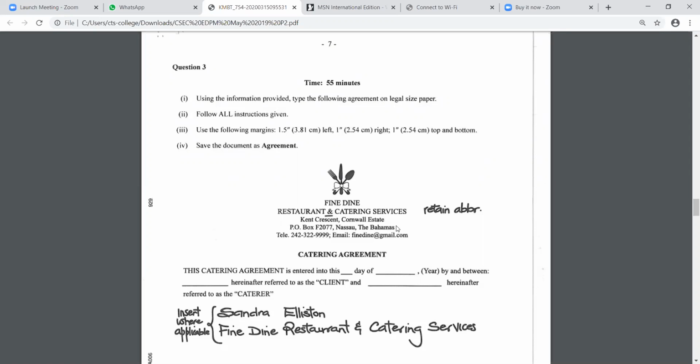All right, moving on. Follow all instructions given. Part 3, use the following margins. Margins is something that we went through earlier, right? So you know where to go to get margins. Right on layout, you will get margins as well. Save the document as agreement. Remember, you're adding the year at the end of the question. Let's look at the actual question now.